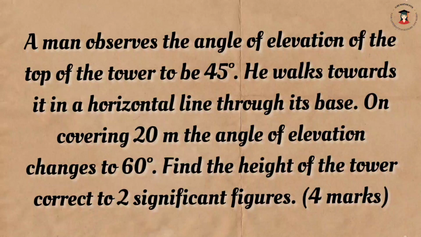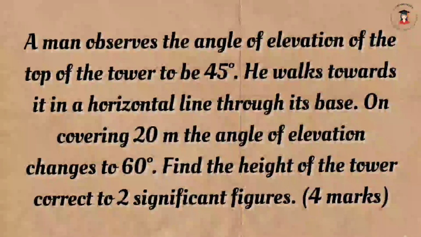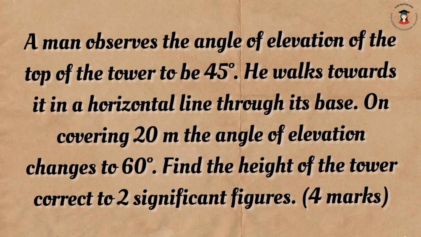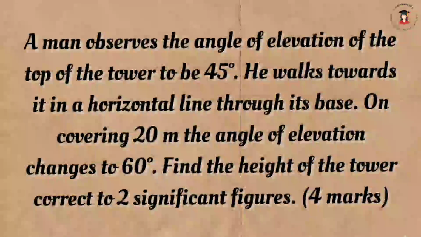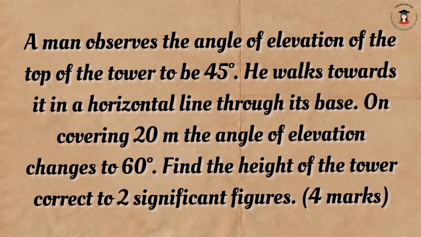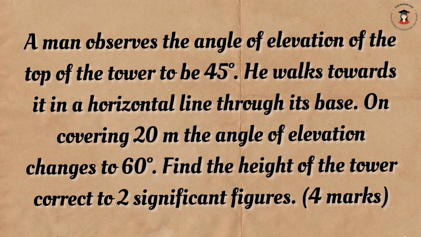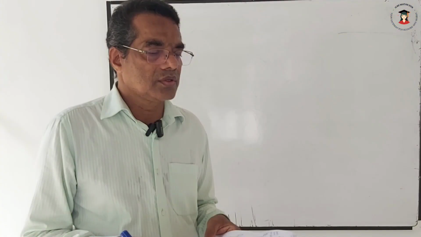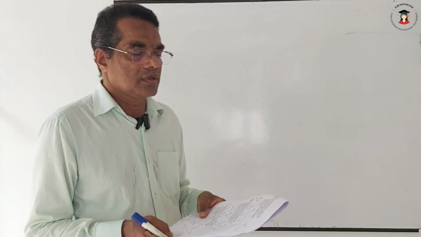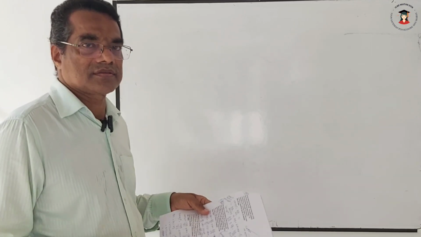A man observes the angle of elevation of the top of the tower to be 45 degree. He walks towards it in a horizontal line through its base. On covering 20 meters, the angle of elevation changes to 60 degree from 45 degree. Find the height of the tower correct to 2 significant figures. This is a 4 marks question. So, let us construct the triangles.